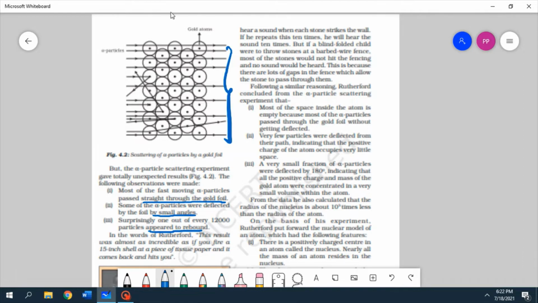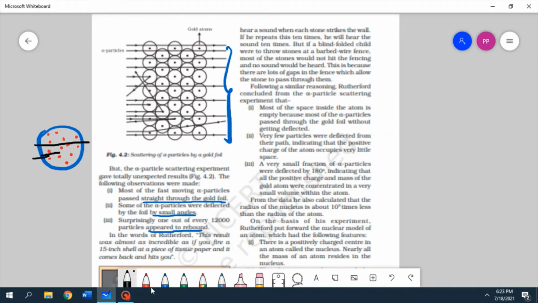So this showed that there was no plum pudding structured atom, right? Because if you went according to Thomson's model, almost all particles were supposed to be deflected or rebound, but that's not what happened. Almost all the particles went through undeviated. They went through without undergoing any deflection, right? So they just passed through like this.